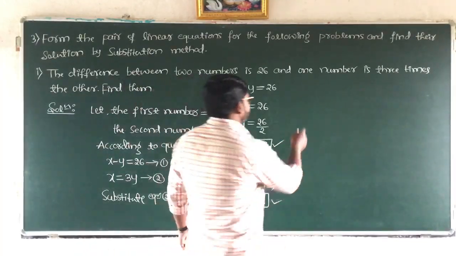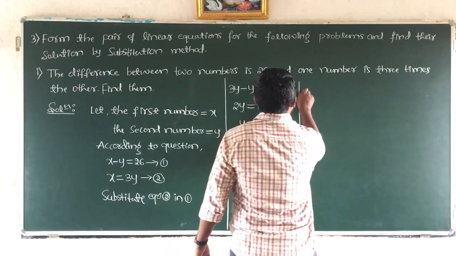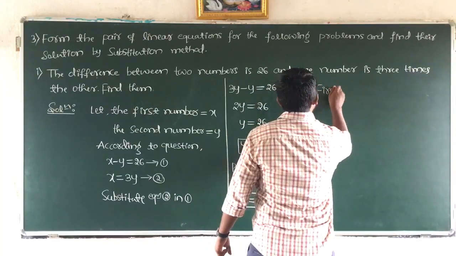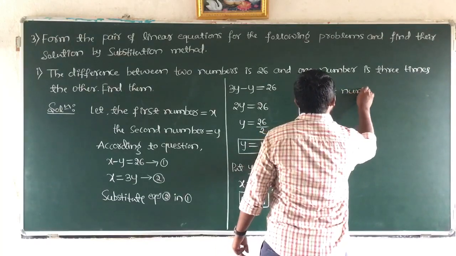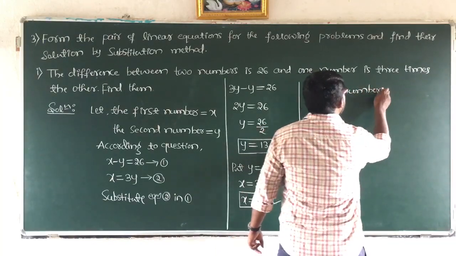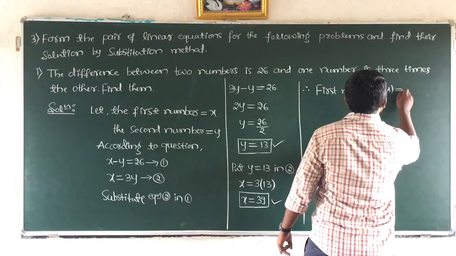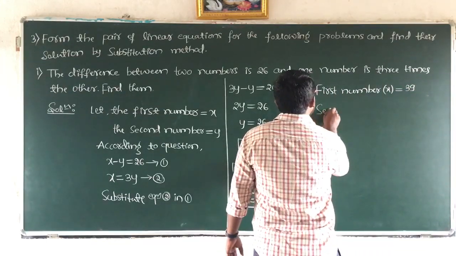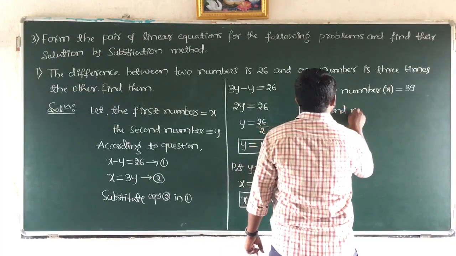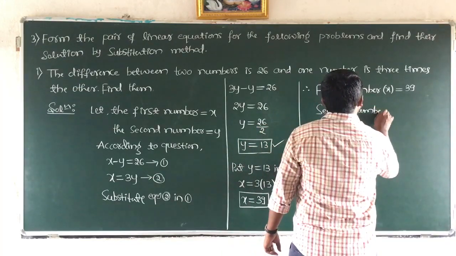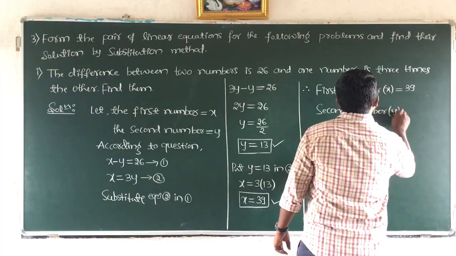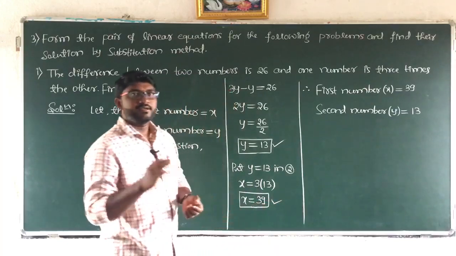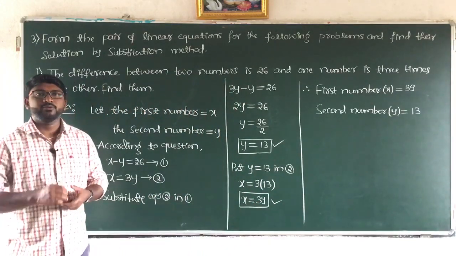So these are the two numbers. At the end we have to write: therefore, first number x equals 39 and second number y equals 13. So this is all about the first sub question. Pause the video to note it down.